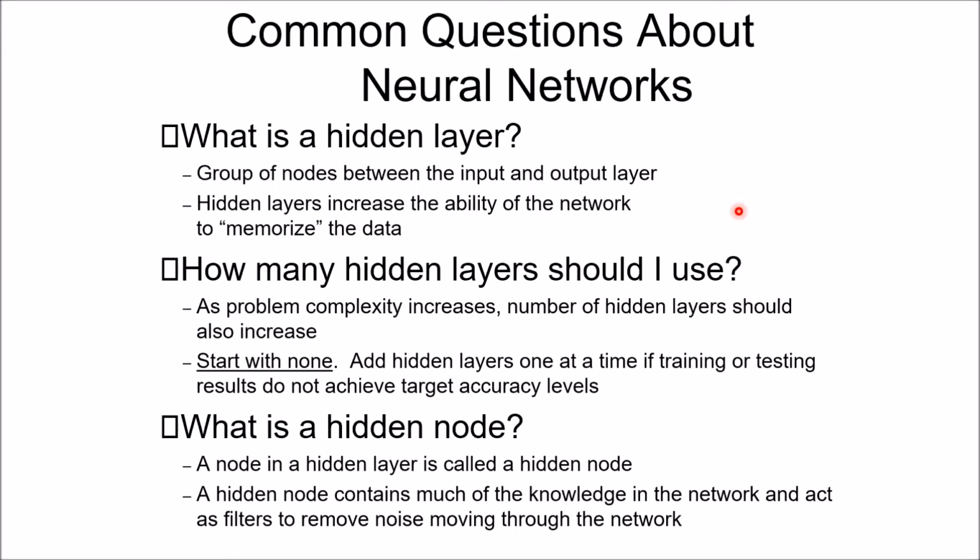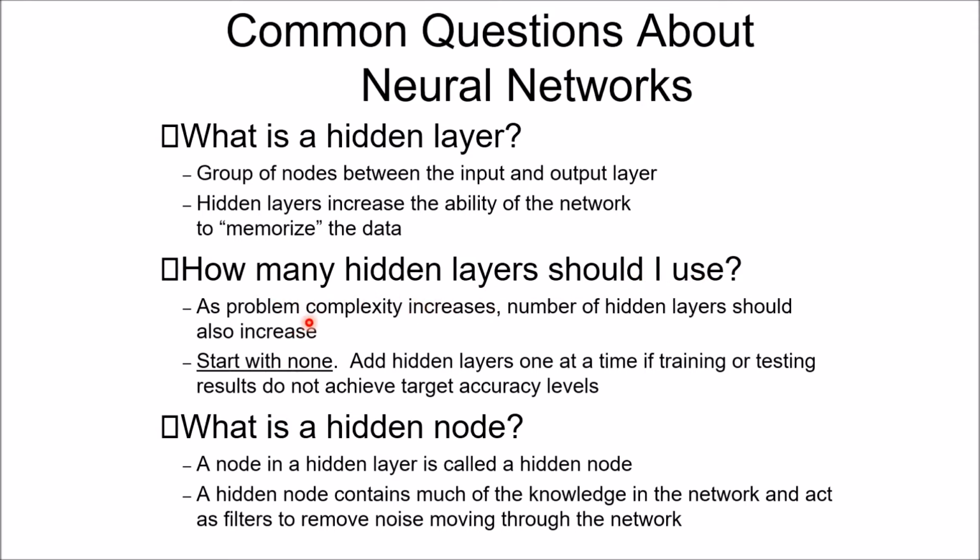But before that, there are some common questions regarding neural networks. The first one is: what is a hidden layer? A hidden layer is a layer in between the input and output layer. It is responsible for memorizing the data that you want to map between input and output, and you will utilize the information in order to predict an unknown or unseen input.